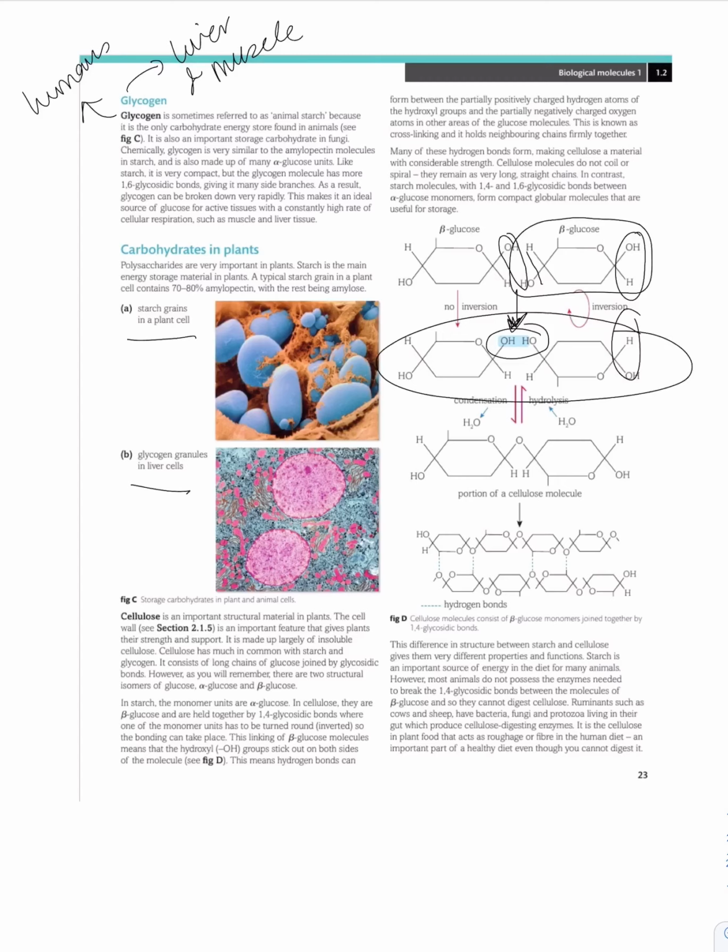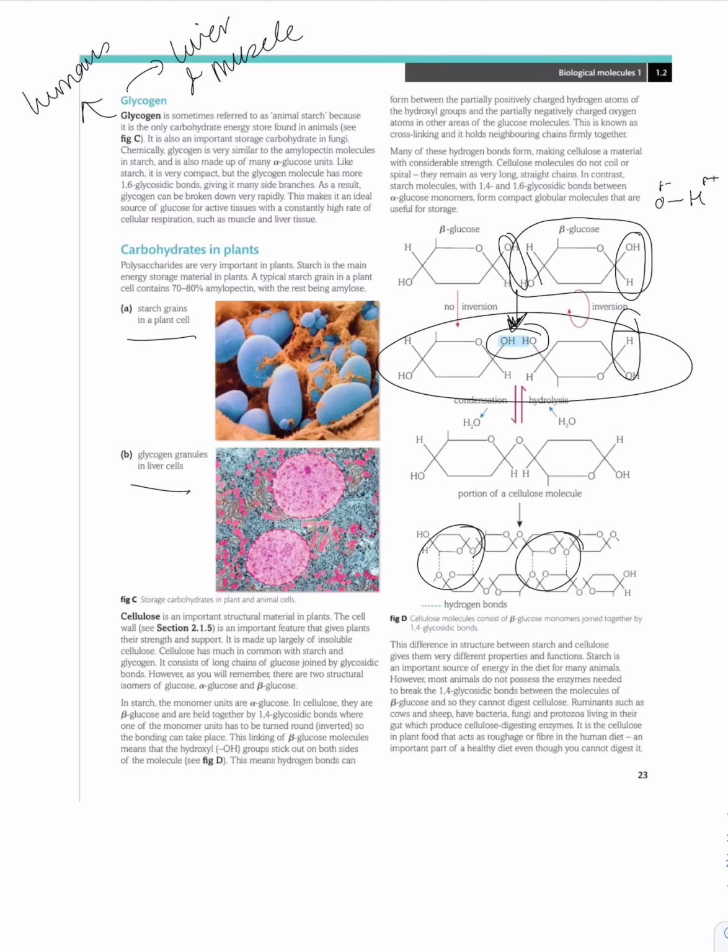The linking of beta glucose molecules means that the hydroxyl groups stick out on both sides of the molecule. This means hydrogen bonds can form between the partially positive charged hydrogen atoms of the hydroxyl groups and the partially negative charged oxygen atoms in the other areas of the glucose molecules. Because we've talked about electronegativity, the OH is slightly negative, slightly positive, so it can form hydrogen bonds. This is known as cross-linking, and it holds neighbouring chains firmly together. That's what they're talking about.